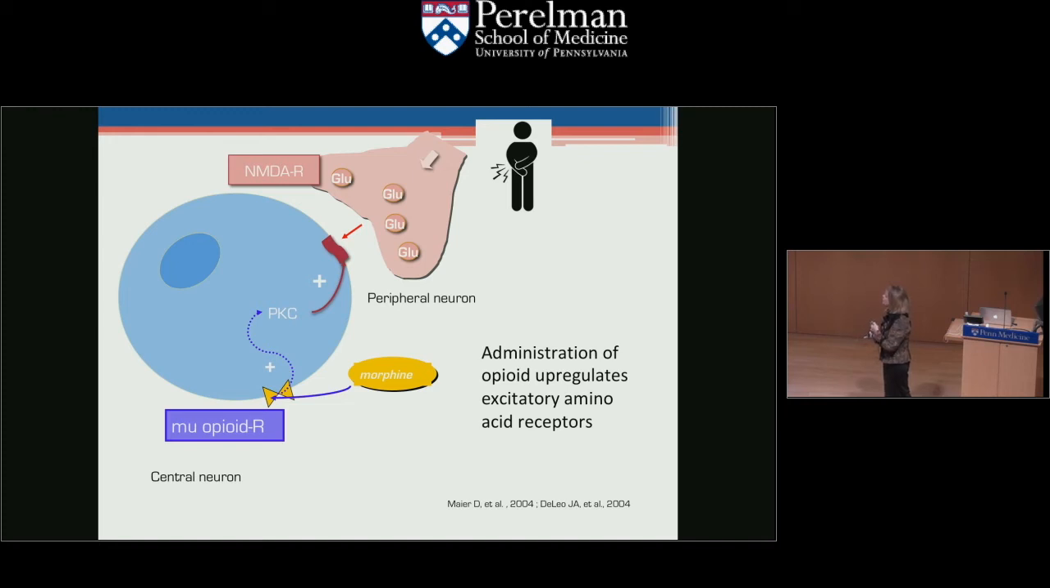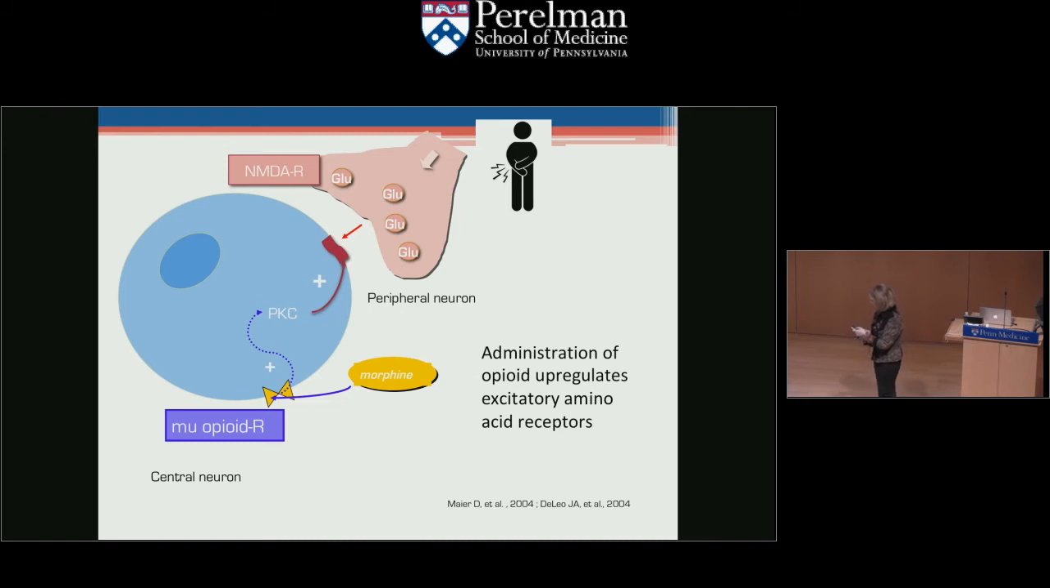We also know that if you give morphine, when it binds to the opiate receptor on these neurons, it upregulates a protein kinase, a second messenger within the neuron, that therefore upregulates the glutamate receptor. And so by giving morphine or an opioid, you can actually make the nervous system more sensitive to pain by the upregulation of this receptor.